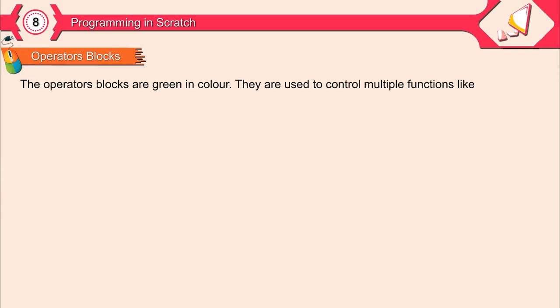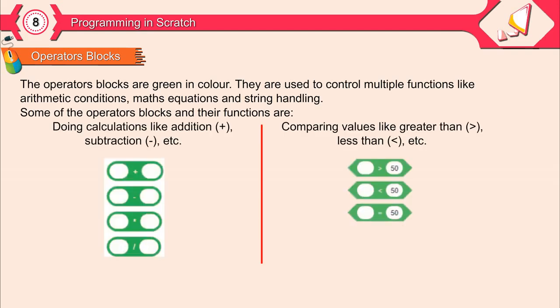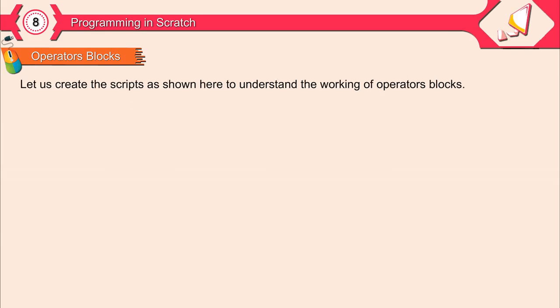Operators blocks. The operators blocks are green in color. They are used to control multiple functions like arithmetic conditions, maths equations, and string handling. Some of the operators blocks and their functions are doing calculations like addition, subtraction, etc. Comparing values like greater than, less than, etc. Let us create the scripts as shown here to understand the working of operators blocks.